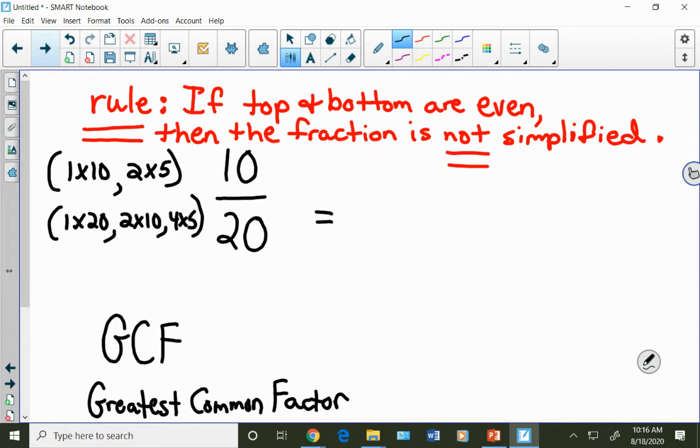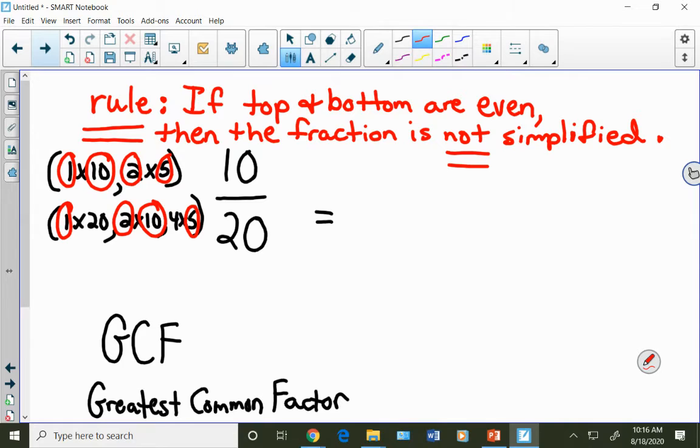Now, it says greatest common factor, which means they have to have that number in common. Well, what factors do they have in common? They have the factor of 1 in common. They have the factor of 2 in common. They have the factor of 5 in common. But the greatest common factor is 10.